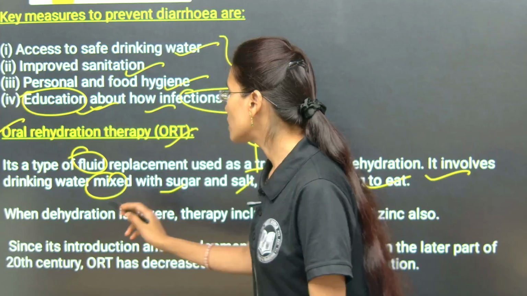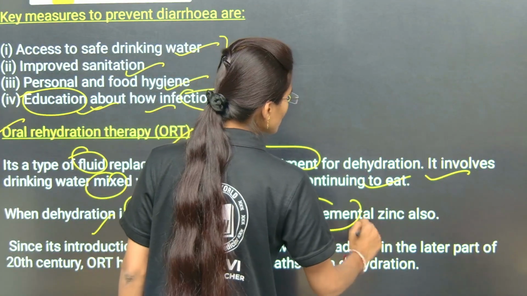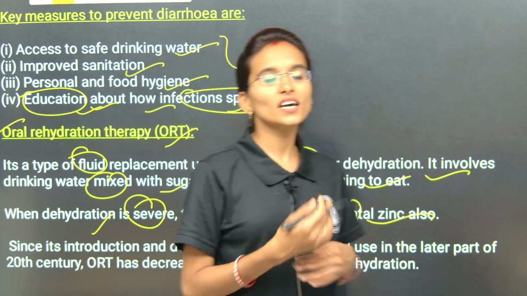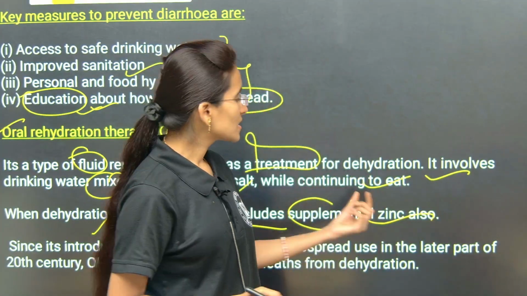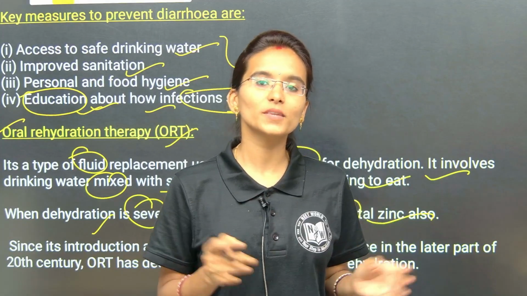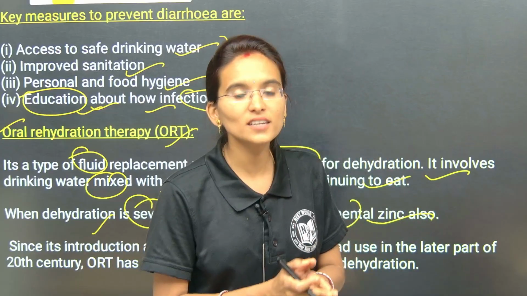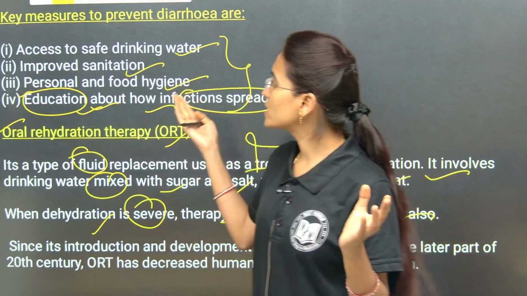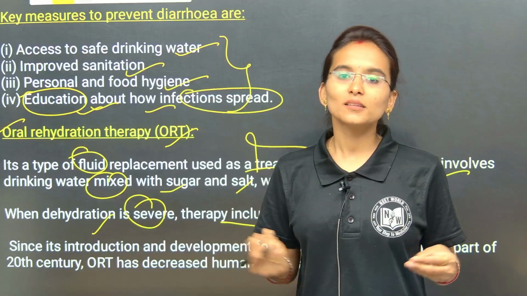Next one, when dehydration is severe, therapy includes supplemental zinc also. Even if you have taken the ORS, if the diarrhea and the dehydration continue severely, then you need to take zinc supplements. This is going to be helpful to all of you to prevent diarrhea, right? So this is all about the digestive system in ruminants, and about a common disease, that is diarrhea.